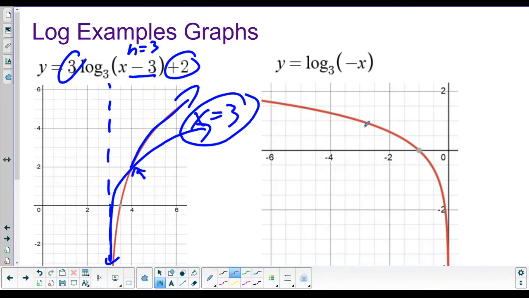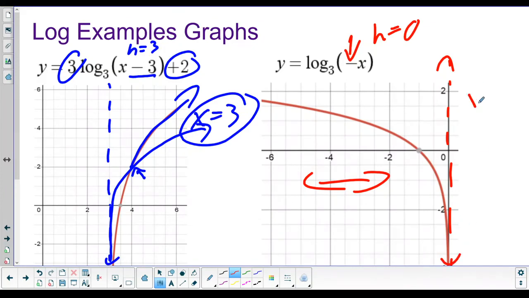And then just so you guys can see it here, if you throw a negative in front of your x, it has flipped the entire graph horizontally. So it's flipped it this way. But we can see h equals 0 because we have nothing added or subtracted to the x inside the logarithm. And we still have that vertical asymptote on the y-axis at x equals 0. We still have our point, except now it's at negative 1, 0. And that's just because we flipped the graph over with that negative sign.